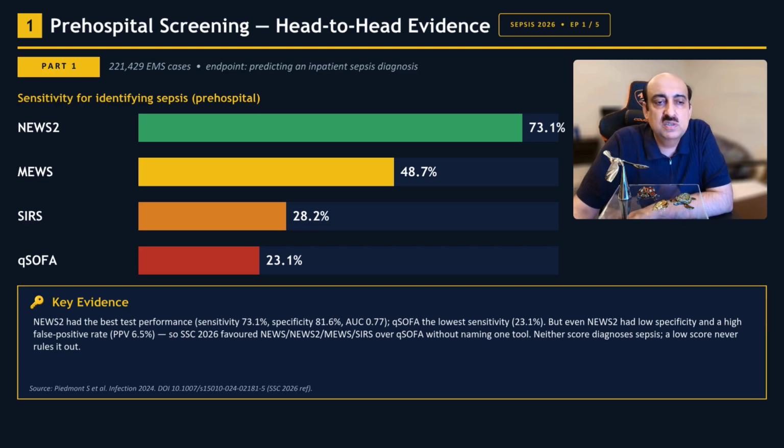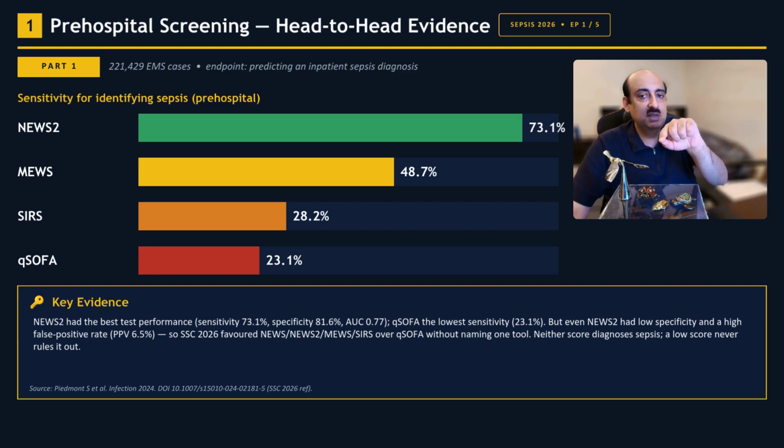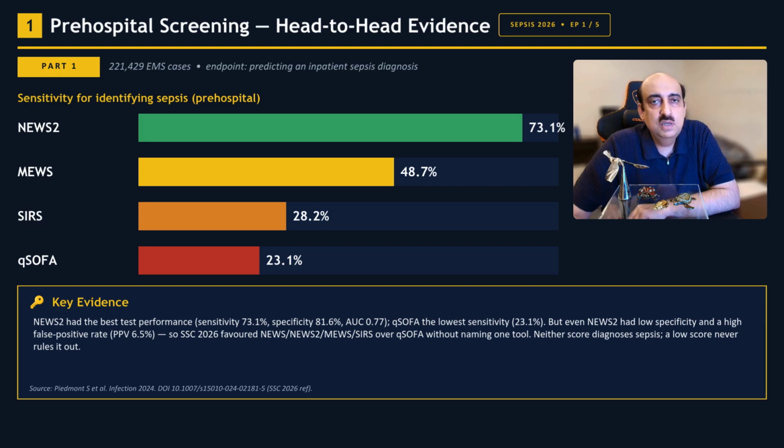and tested how well each predicted a later inpatient diagnosis of sepsis. And not surprisingly, if you look at the line graphs, NEWS2 came out on top with a sensitivity of 73.1%. Now, this 73.1 is the one I was saying causes confusion with the previous slide. So that 73 and this 73 are two totally different numbers from two different studies. So please do not confuse them. NEWS2 had 73.1% sensitivity and a specificity of 81.6%.